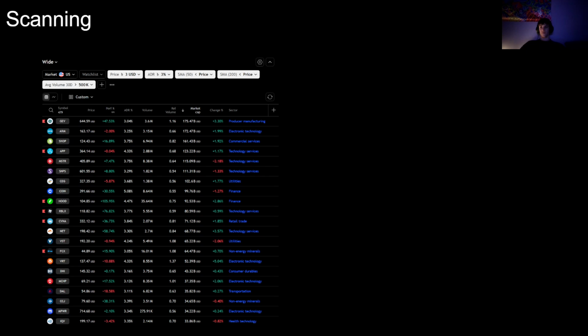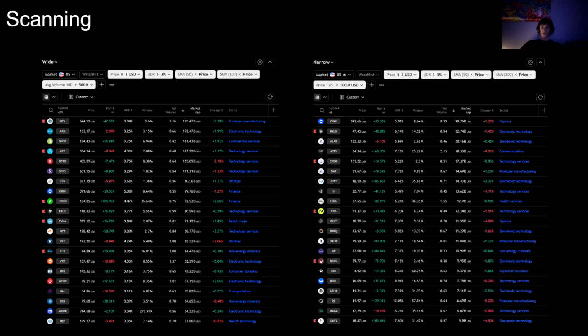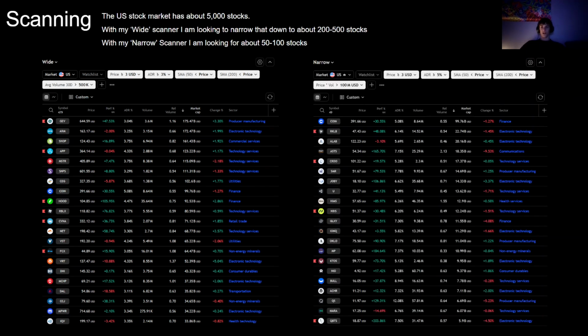So, as far as scanning goes, this is where we get a little more detail oriented. I really only use two scanners. I have a wide and a narrow scanner. The US market, like I said, has about 5,000 stocks. With my wide scanner, I'm trying to narrow that down to a couple hundred, so 200 to 500 stocks. And then with my narrow scanner, I'm looking to narrow that down to 50 to 100.